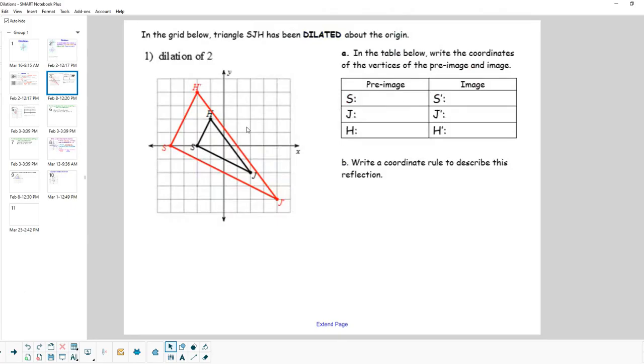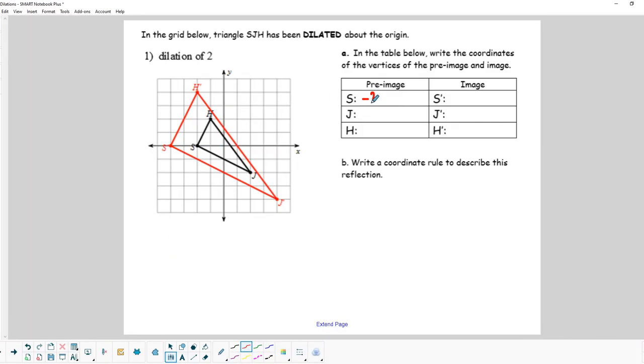So for example, here's an original, a little black one on the inside, and what it looks like on the outside after we've had a dilation of 2. So let's look at the pre-image, the first one, and write down the coordinates. So S would be negative 2, 0. J would be 2, negative 2. H is negative 1 and 2.